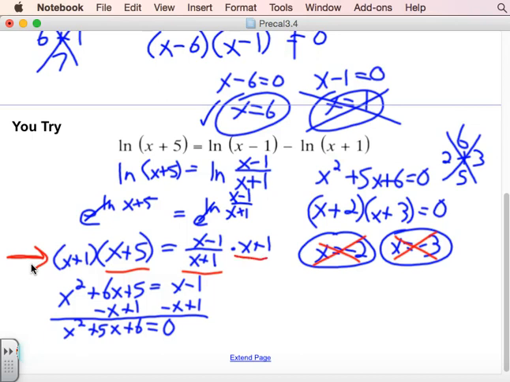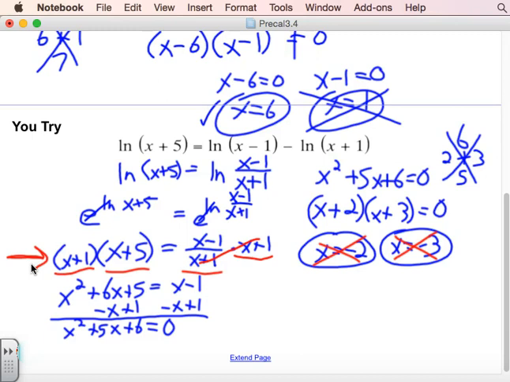So that's what I did. I multiply by x plus 1 on the right and x plus 1 on the left, and that will cancel out over here and leave just x minus 1 on the right. Down on the left, you have to FOIL, distribute. You get x squared plus 6x plus 5 equals x minus 1.